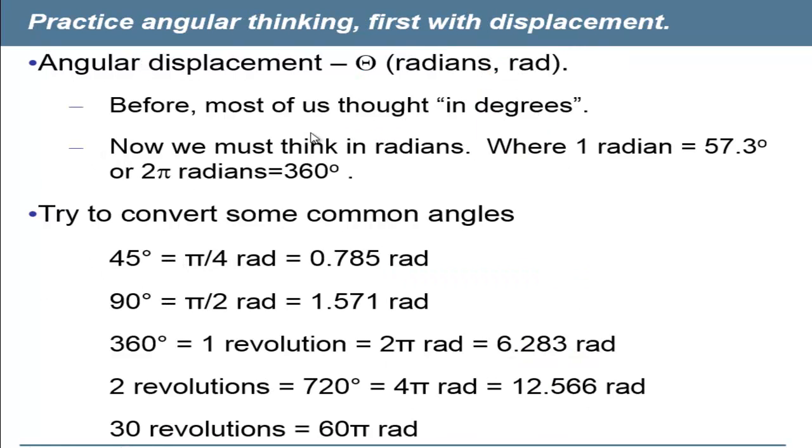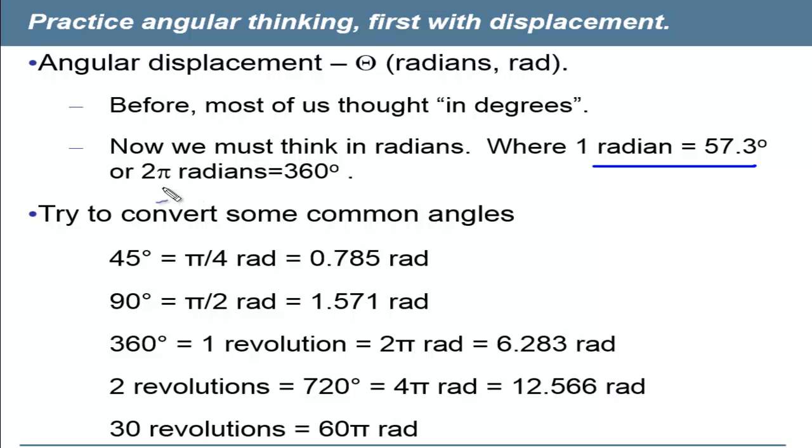So if we're going to be using radians, we need to be able to familiarize ourselves with what a radian is. Most of you have probably heard of radians before, but you still probably think of things in terms of degrees a little bit. So let's just do some common conversions. We have here 1 radian is about equal to 57.3 degrees. That's just what it happens to be.